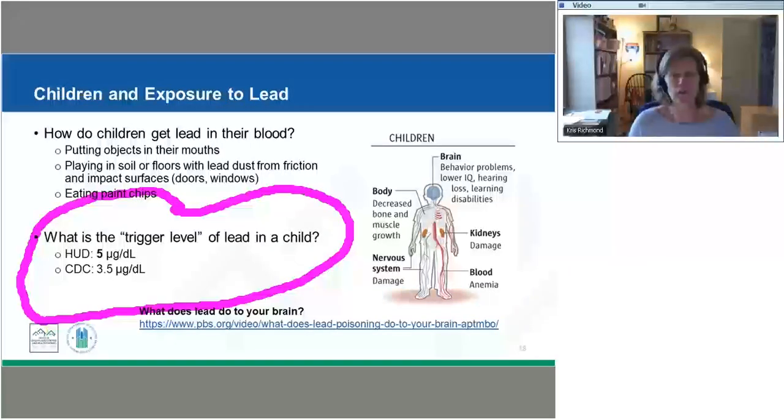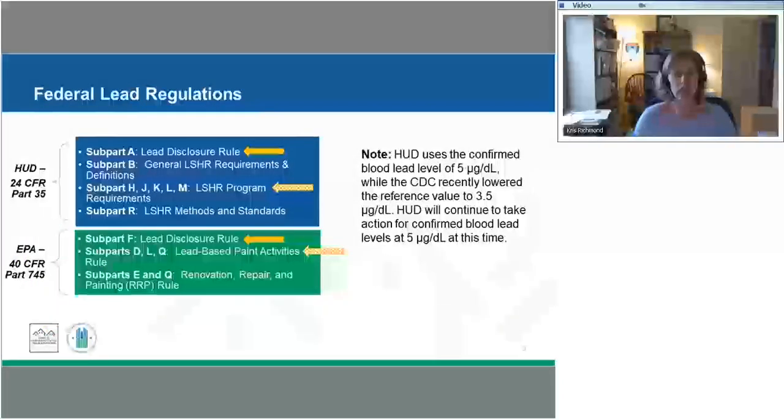All right, so let's look at how HUD works with EPA. We're going to go to slide 23, and if you recall this slide, this is where we talked about how the two different regulations work hand in hand with each other. First off, EPA's Subpart F, the lead disclosure rule, is actually identical to HUD's disclosure rule, so we have that one there. We have our Subpart L, our lead-based paint activities rule.